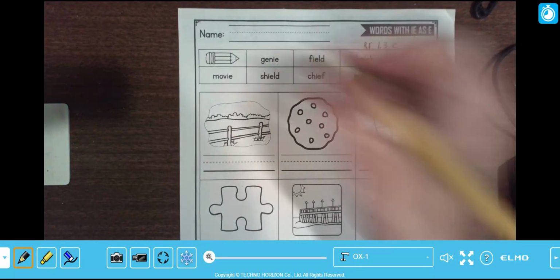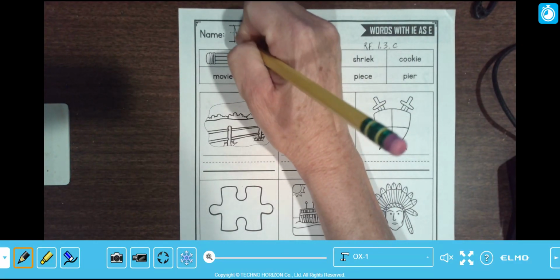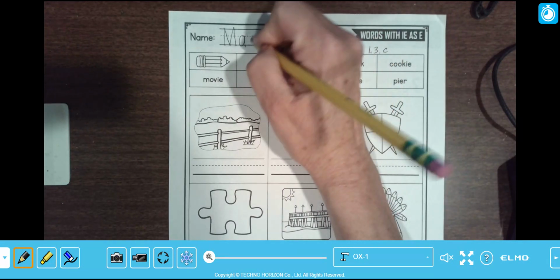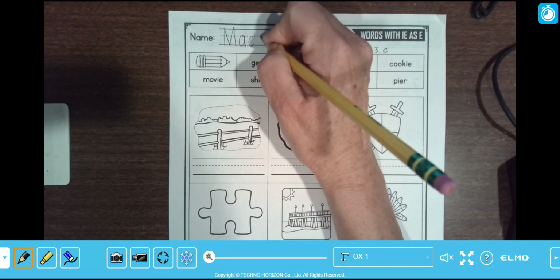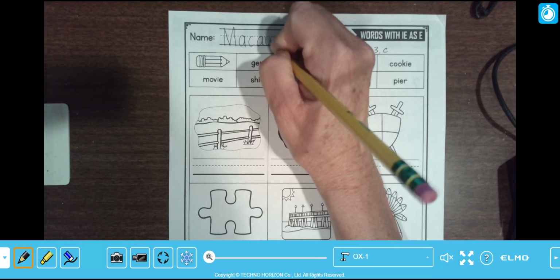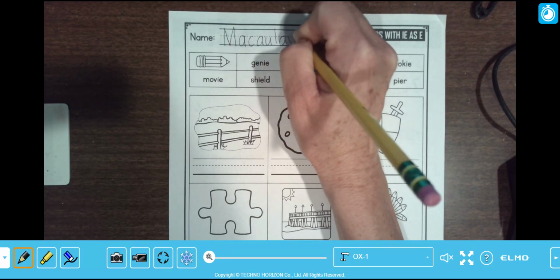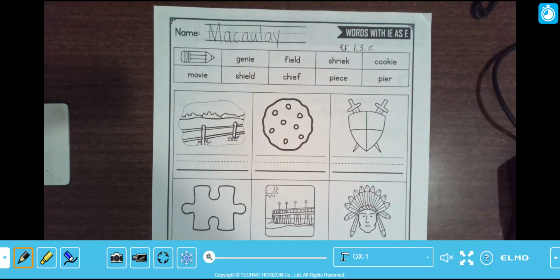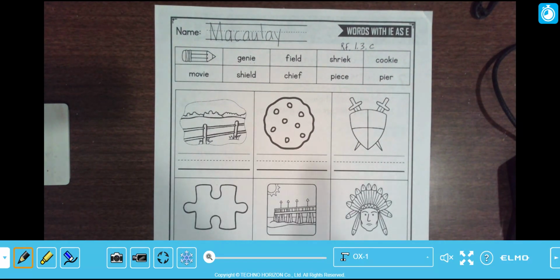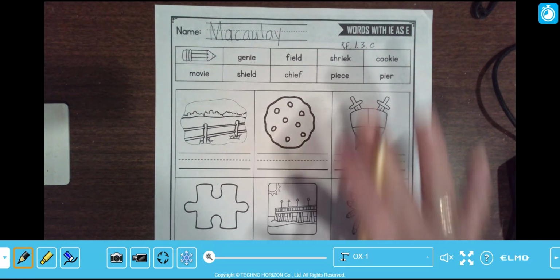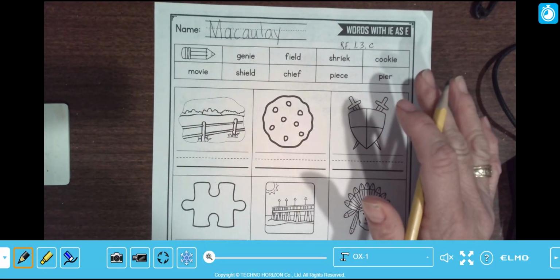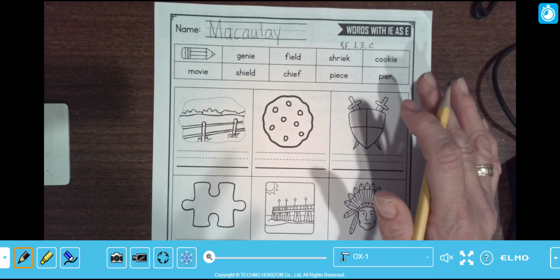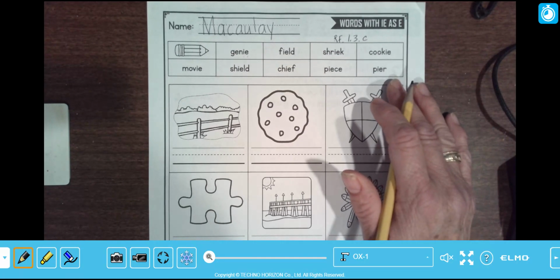writing our name at the top. I'm going to write Macaulay because that's my name, but you write your name and please use a pencil. Okay. All right. Anytime that I'm doing this lesson or this homework, if I'm going too fast, you need more time to catch up, pause the video. Okay? And you can catch up and then unpause it when you're ready to move on.